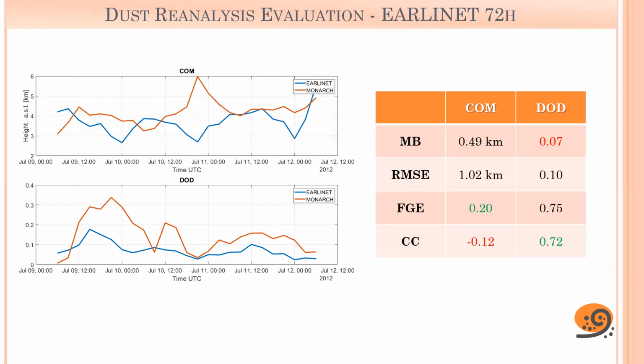On the contrary, the DOD comparison shows a high temporal correlation since the model identifies the periods of the higher and the lower DOD. However, the model overestimates the DOD constantly.